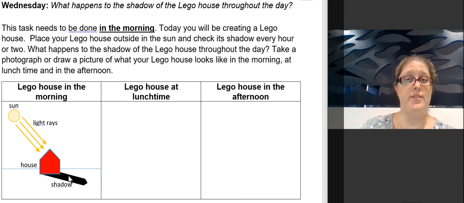The shadow may also change, how big it is or what direction it's facing, and I want to see that in your drawings as well. What shouldn't change is the house being on the ground, because remember, to make it a fair test, we have to keep it in the same spot each time. So enjoy doing this today. Remember to check back every couple of hours and draw the shadow and the sun position, as well as the way the light rays are coming towards the Earth.